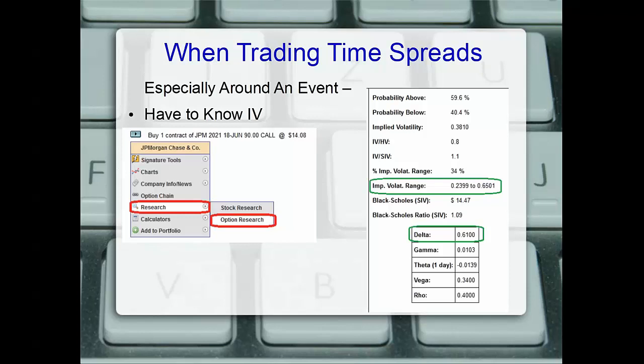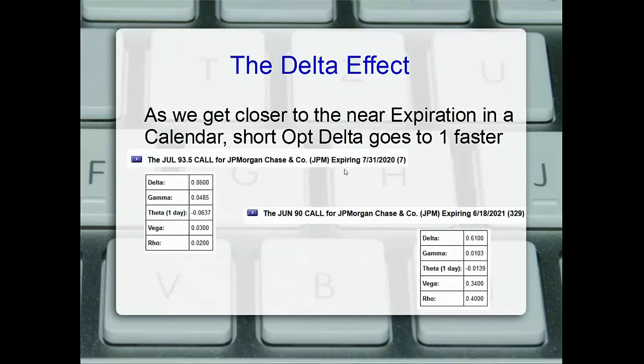You want to analyze that as well. Why I was showing delta is because of the delta effect of these calendar spreads, what we sometimes might refer to as lag. As we get closer to expiration, remember we opened this position, the stock was at 91.28, now it's at 98.50. That July 93.5 call that's in the money by about 5 points, but has 7 days to expiration, has a delta of 0.86, getting closer to 1 as we get closer to expiration.